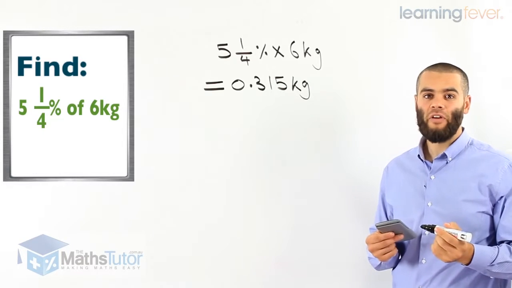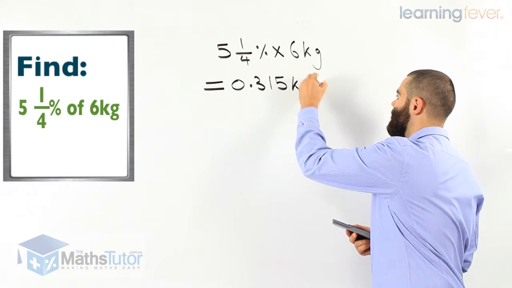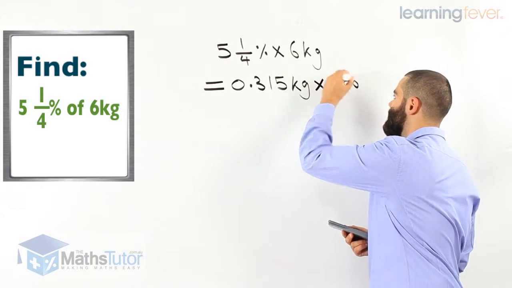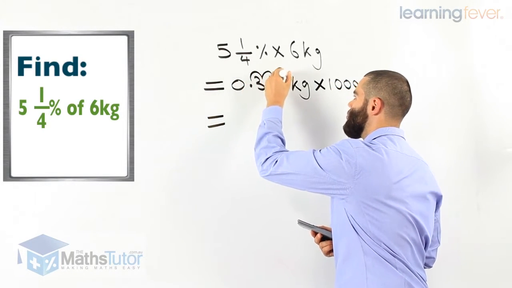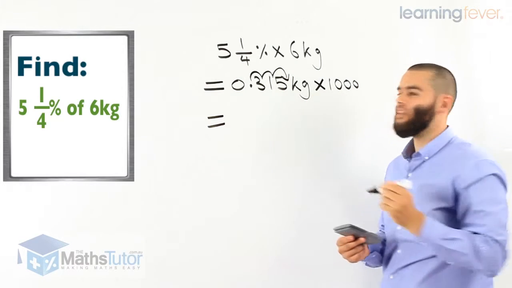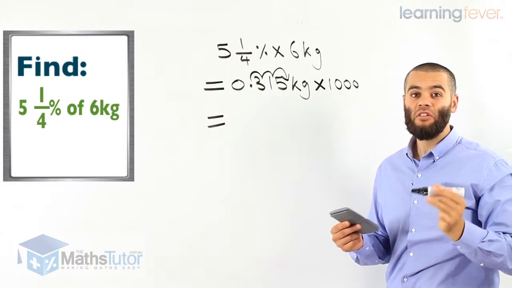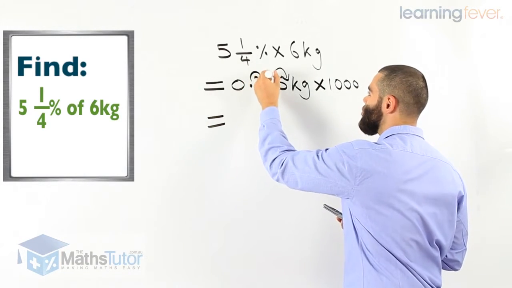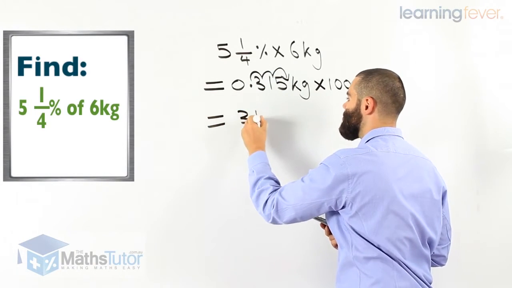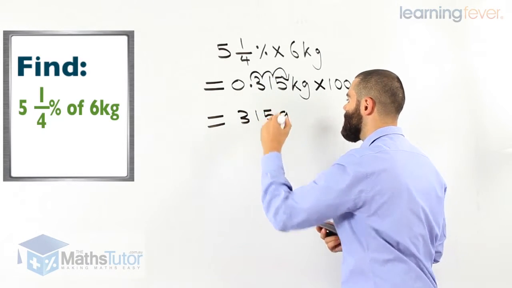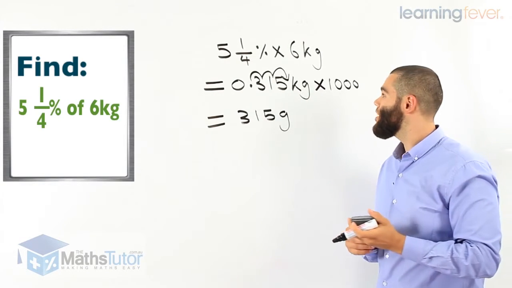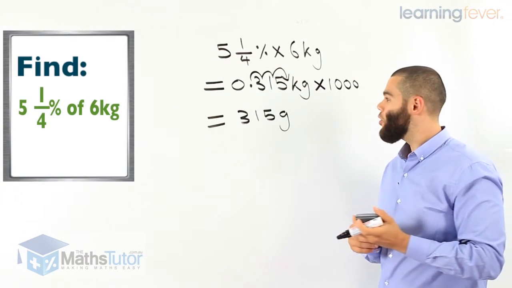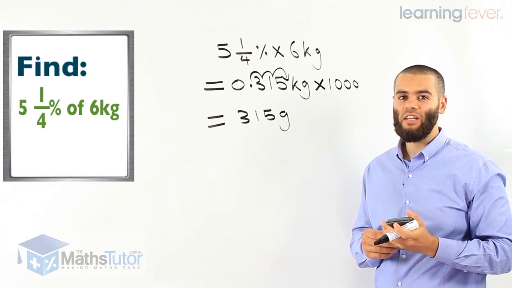We can write it as grams as well. We multiply by 1,000. Move 3 times, because we're multiplying by 1,000. We move 3 times to the right. 1, 2, 3, 315 grams. We can write it as 0.315 kilograms, or 315 grams.